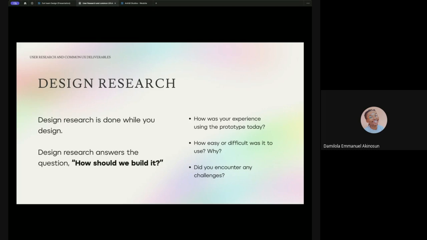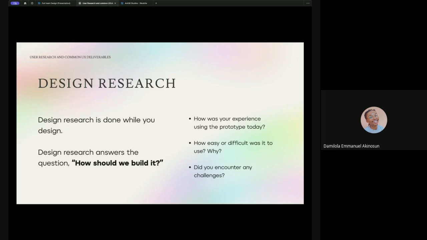a new version of your design, or each time you create a new feature, right, you are able to properly evaluate the work that you've done. Do you understand? You're able to properly evaluate. Basically, the number one question design research is asking is, how should we build it? How? Like, how?